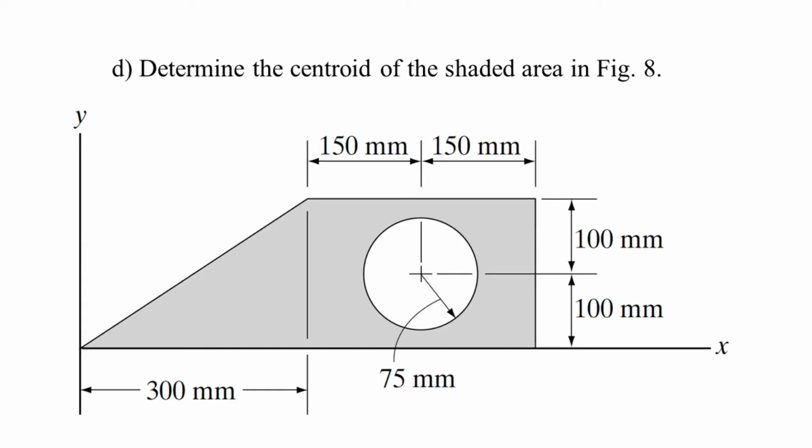Okay, in this question we have the area of the shapes given, the shaded area, which is a combination of a triangle, a rectangle, and then there's a hole of a circle there. So the dimensions are given, and the question says, determine the centroid of the shaded area in the figure.